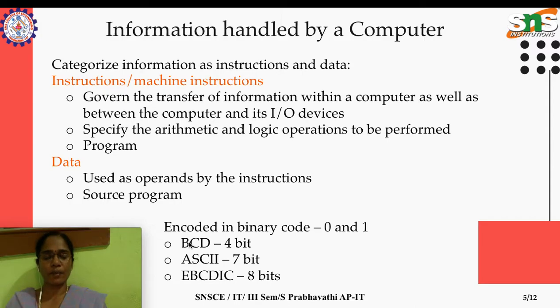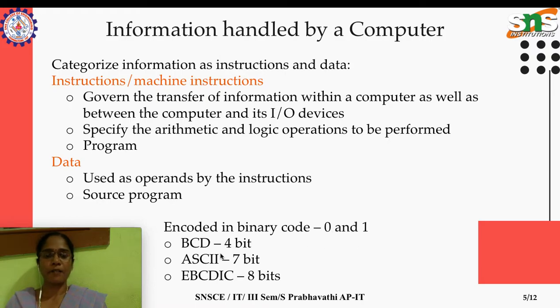Our numbers will be represented this way. For example, to represent 0 in a computer system using BCD code, it will be represented as four zeros, 0 0 0 0. Likewise, 9 will be represented as 1 0 0 1. This will be decoded as 9.